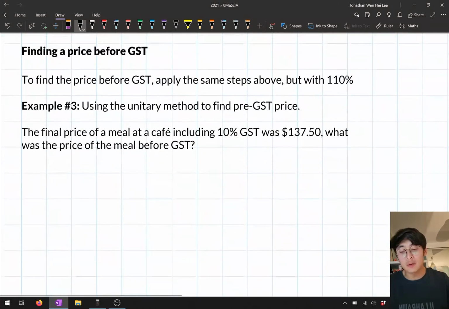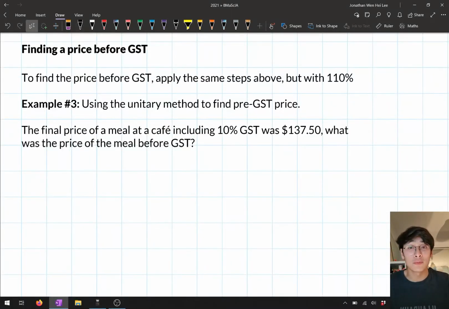The final part is that we want to find the price before GST. So let's say you get told that you need to pay a certain amount, and we want to find out what is the cost of the item before we paid for the GST.